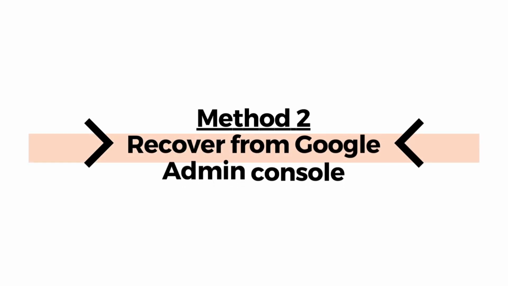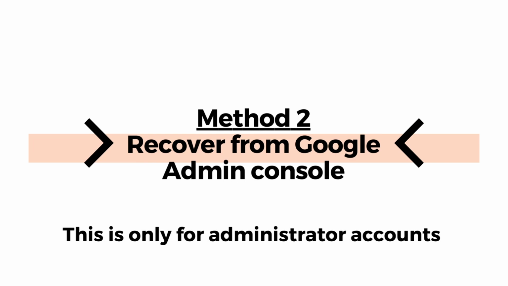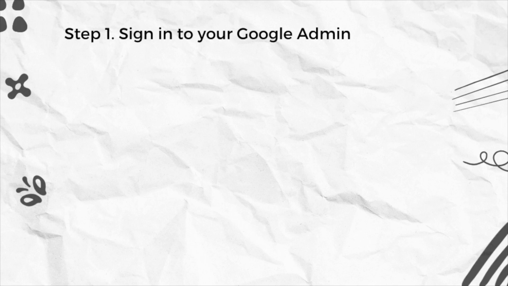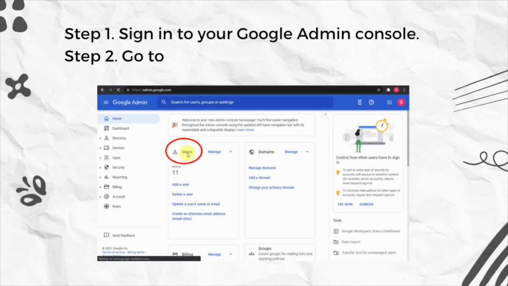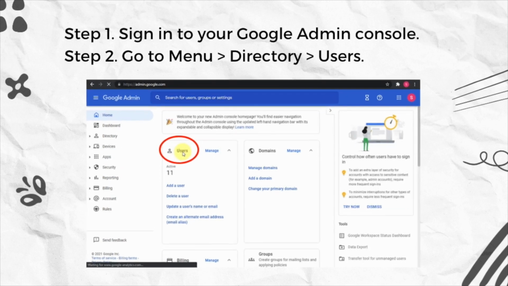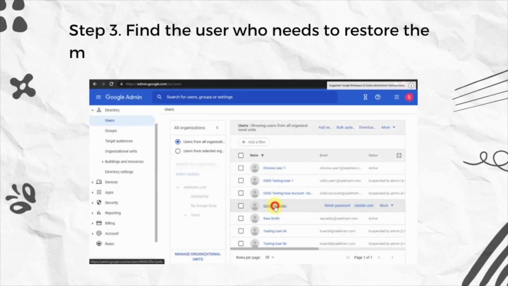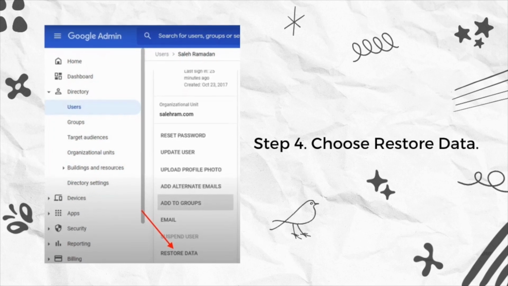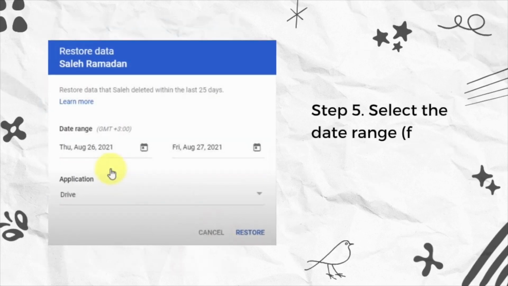The second method is to recover from Google Admin Console. This is only for administrator accounts. Step 1. Sign in to your Google Admin Console. Step 2. Go to Menu, Directory and Users. Step 3. Find the user who needs to restore the missing drive data. Step 4. Choose Restore Data. Step 5. Select the date range and click Restore.